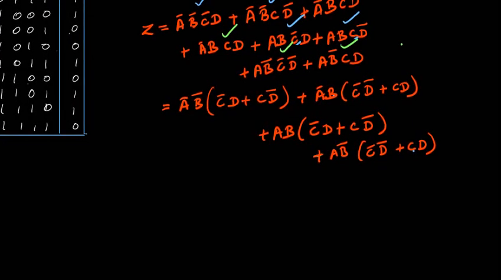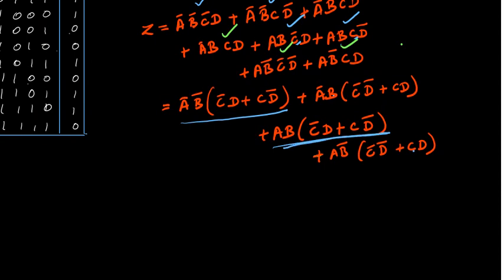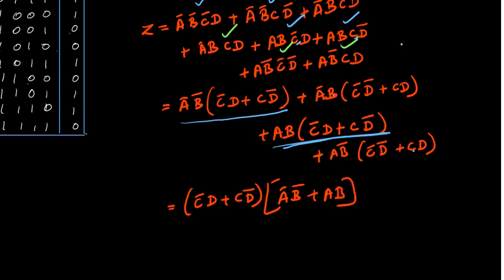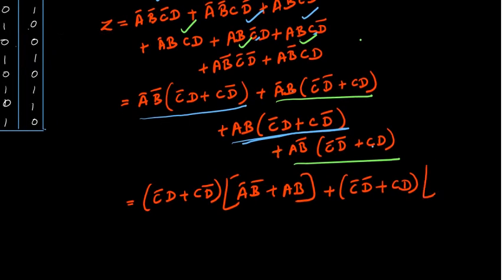Now we have the terms. Look carefully here, from these terms can I take this part outside, like can I take C bar D plus C D bar out? So what is there? It is A bar B bar plus A B. So I'm taking C bar D plus C D bar commonly out, so I'll be getting A bar B bar plus A B. Now look at these terms. I'm going to take C bar D bar plus C D commonly out. So I'll be getting A bar B plus A B bar. Right.